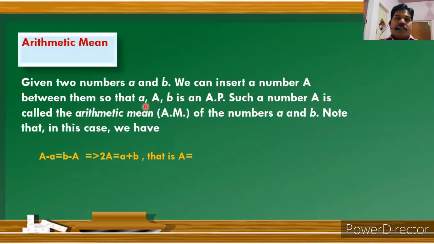So here, the difference of these two terms is A minus a is equal to b minus A. That is, A minus a is equal to b minus A. So take this minus A to this side and take this small a to this side, then automatically A plus A will become 2A, and take this a to this side, it will become a plus b. And 2A is equal to a plus b, then A will become (a plus b) by 2. So what is the meaning of that?